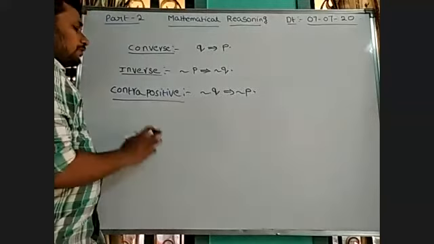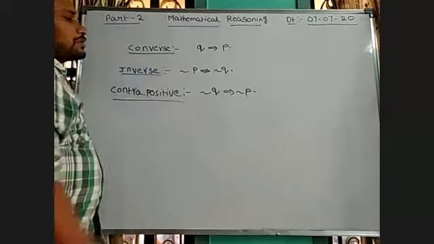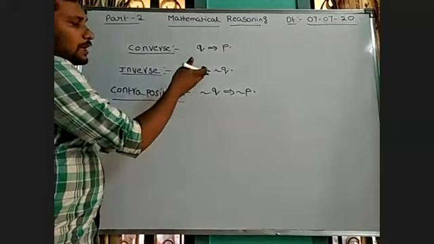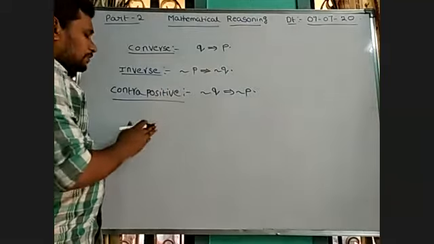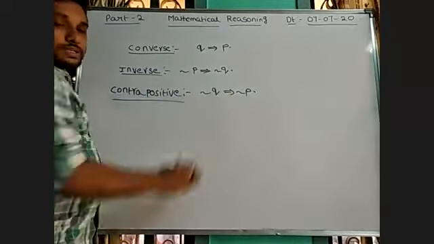I'm writing it like this. Converse means Q implies P. Inverse means negation of P implies negation of Q. Contrapositive means negation of Q implies negation of P.